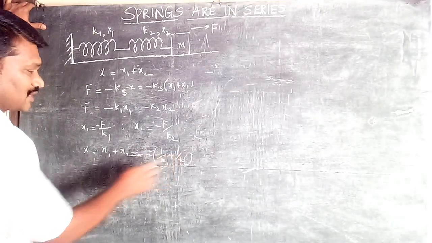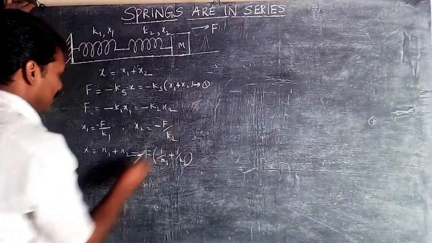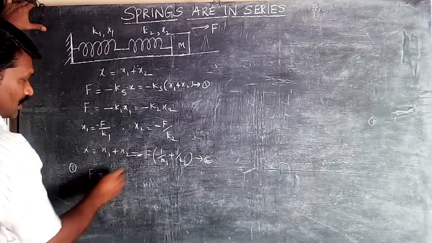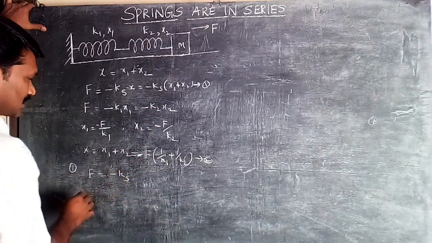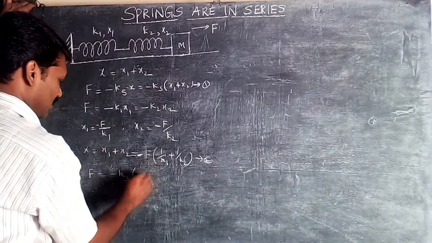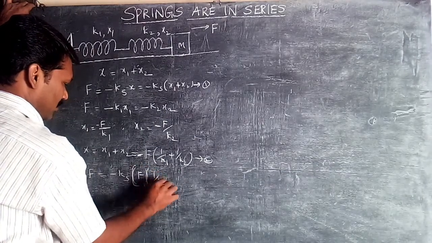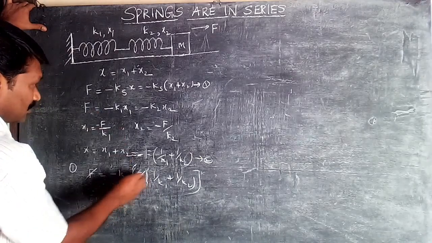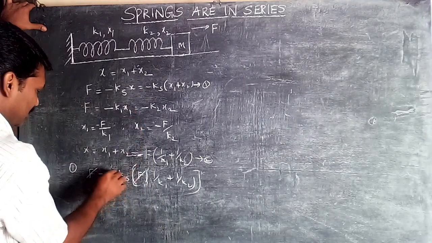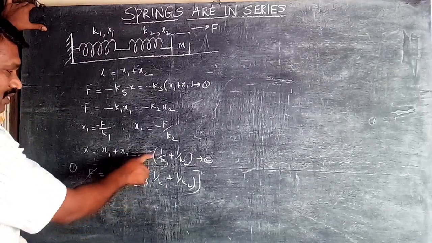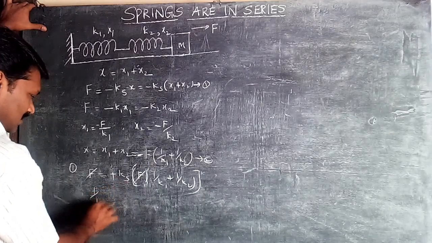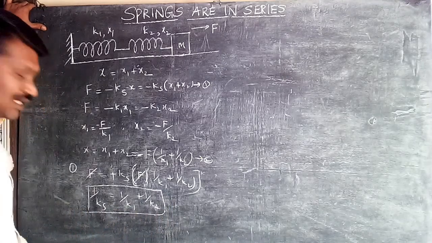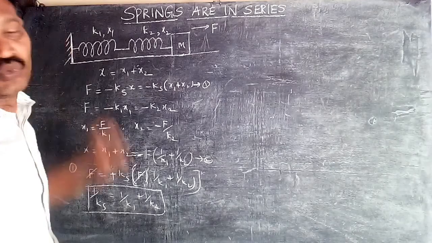So F common out: minus F times (1/K1 plus 1/K2). Now substitute into equation 1. On the left-hand side we have F, and on the right-hand side we substitute x: minus Ks into (x1 plus x2), which is F into (1/K1 plus 1/K2). The F cancels, the minus signs cancel, and we get 1/Ks equal to 1/K1 plus 1/K2. This is the effective spring constant when two springs are connected in series.